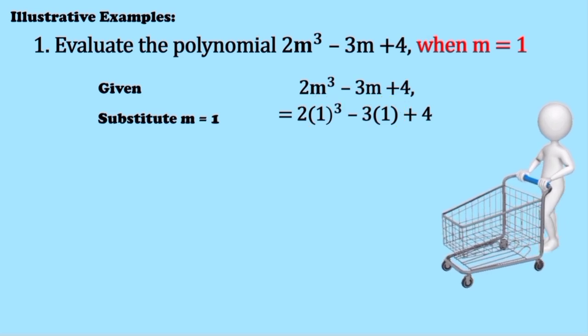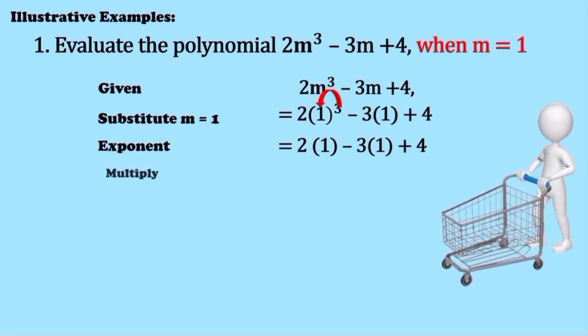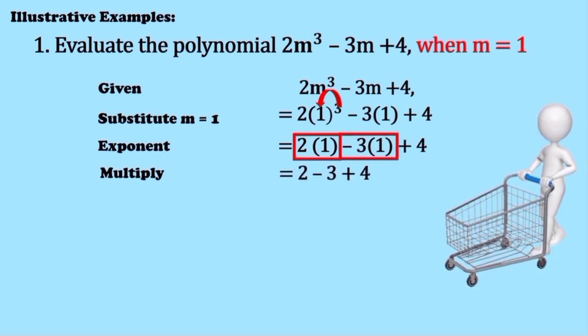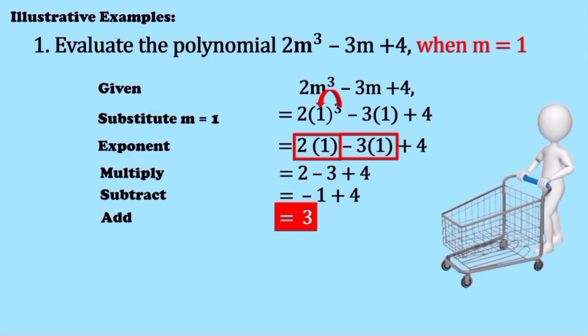For our first solution, simplify the exponent. We have 1 times 1 times 1. The product is still 1. Then, let's multiply. 2 times 1 and negative 3 times 1. We have 2 minus 3 plus 4. Now, let us subtract. 2 minus 3 is negative 1. For our last solution, let's add. The answer is 3.